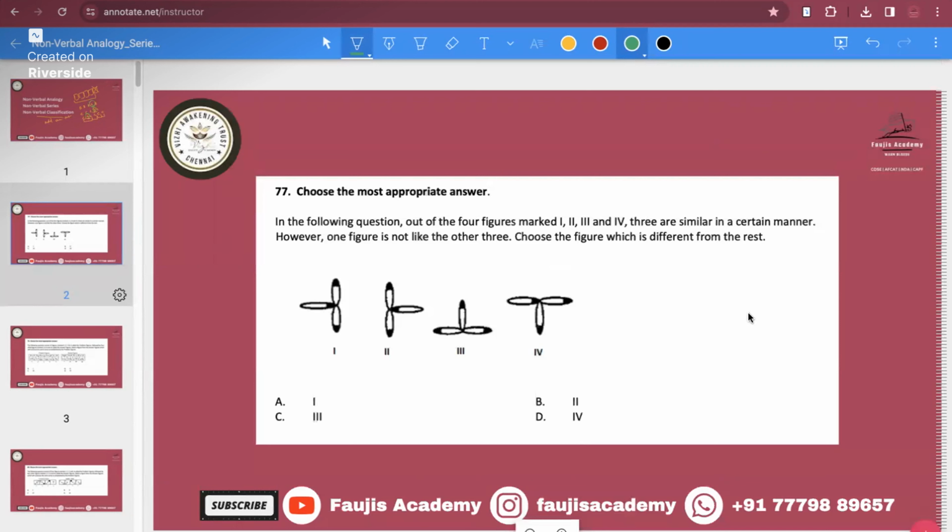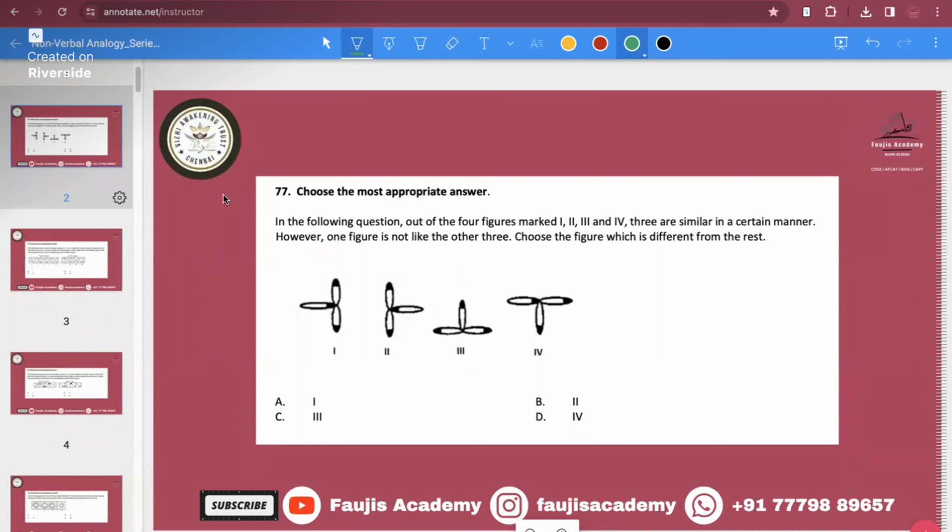We solved this question on the very first day when I met you. This is from the model question paper. Option C, sir. Okay, option C, we'll evaluate that. In the following question, figures 1, 2, 3, 4, three are similar in a certain manner. Always remember to read the question carefully. Vizhi: D. D.